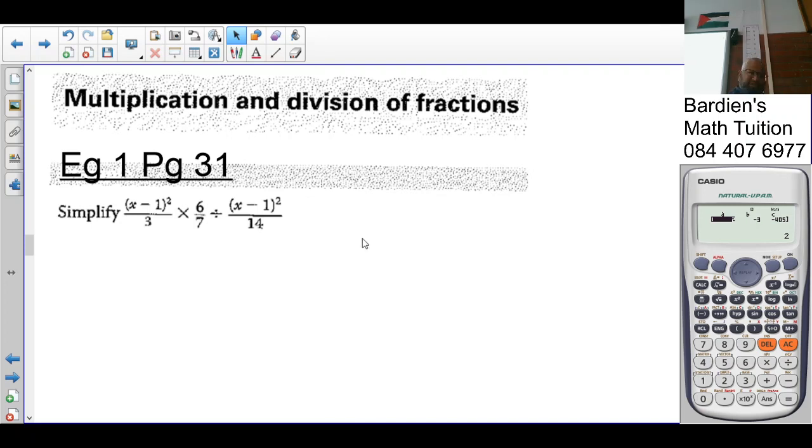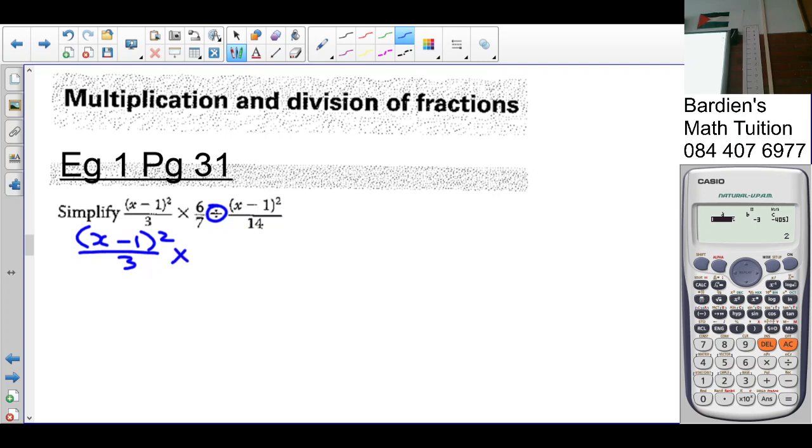So where do we start here? Where do we start? Change division to multiplication. So do that quickly. By changing that to multiplication, what happens? It's tumble n times, not so? Tumble n times.